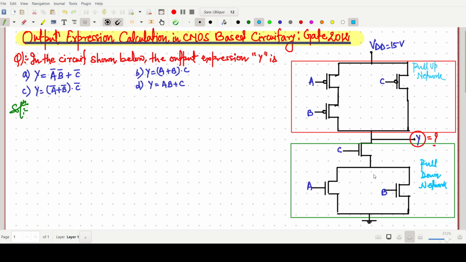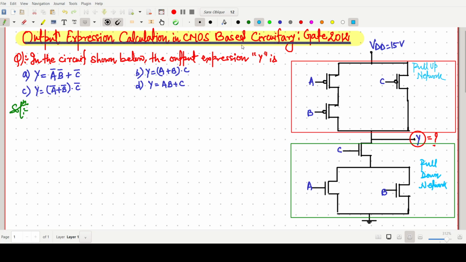In this pull down network, A and B are in parallel combination. If this is a parallel combination, it will perform the OR operation. And it is in series with something, so it should be an AND operation. And this Y will always be complementary to this one.